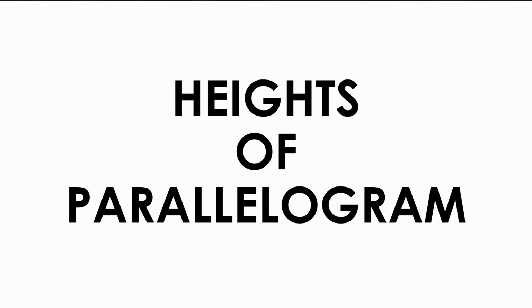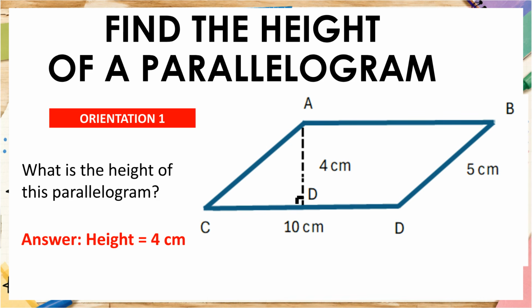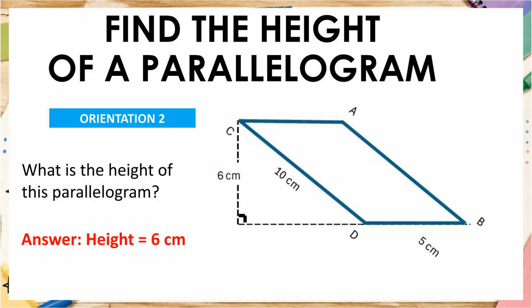Now let's explore the heights of a parallelogram. In this first orientation, we can see the perpendicular distance from the top side to the base, which gives us a height of 4 centimeters. Looking at orientation 2, the parallelogram is tilted. Here, the perpendicular height from the top edge to the bottom is 6 centimeters.